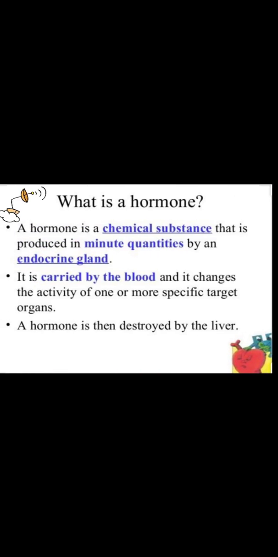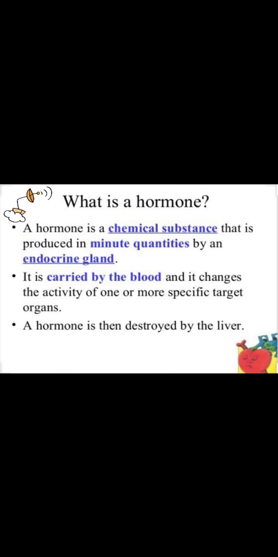So first of all, we will study the definition of hormones. What are hormones actually? A hormone is a chemical substance that is produced in a very small amount by a special type of glands which are called endocrine glands. They are called endocrine glands because they have no ducts. Their secretions are carried by the blood. That's why they are called endocrine glands.